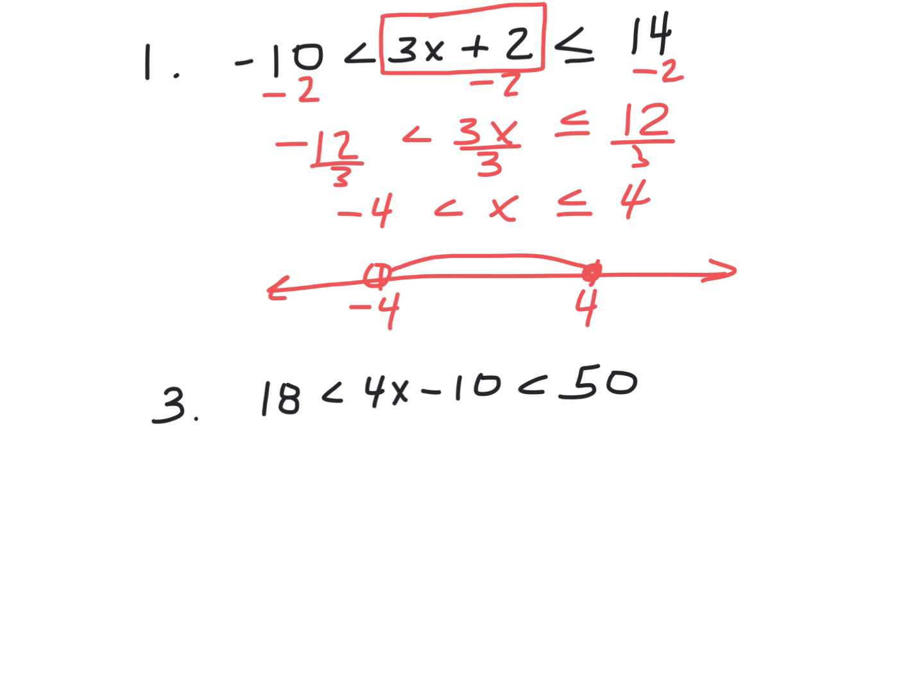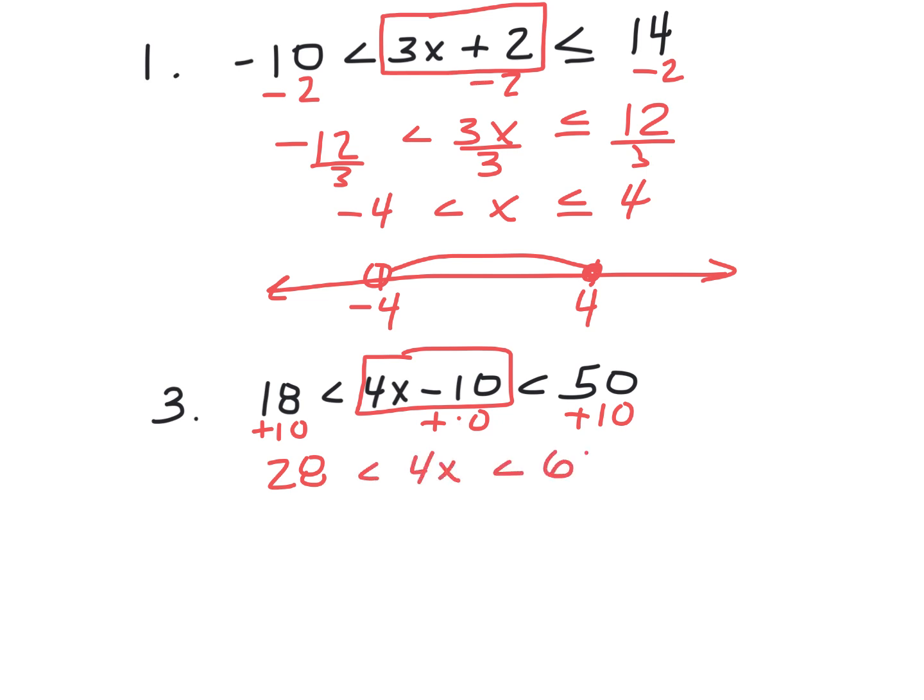This next example, again, I'm trying to get this x by itself here. So I'm going to add 10 to all three parts. So I have 28 is less than 4x is less than 60. I would then divide everything by 4. I've got 7 is less than x is less than 15. And I have solved that.